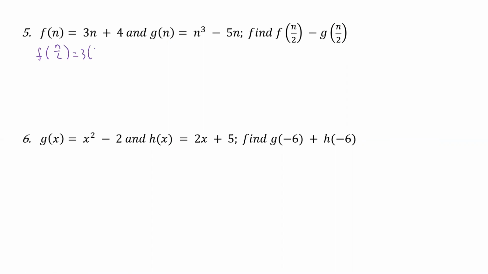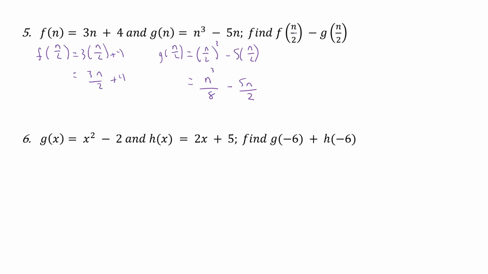So that's going to be 3 times n over 2 plus 4, that's going to be 3n over 2 plus 4. And here, g of n over 2 is going to be n over 2 cubed minus 5 times n over 2. All right, well, n to the third is n to the third, 2 to the third is 2 times 2 times 2, which is 8, so that's going to be 8. And now we have minus 5n over 2.